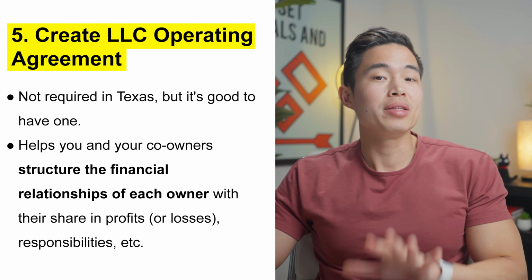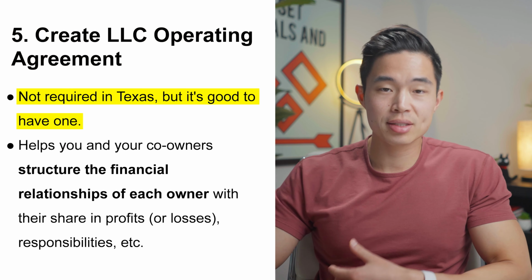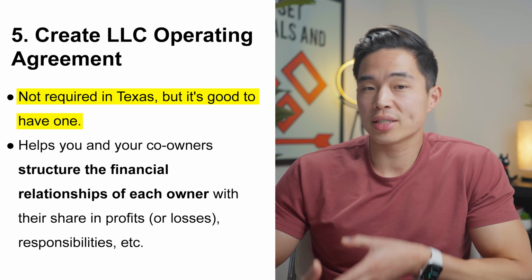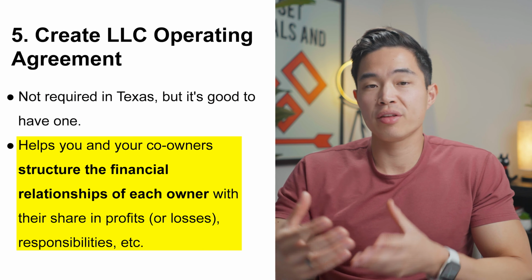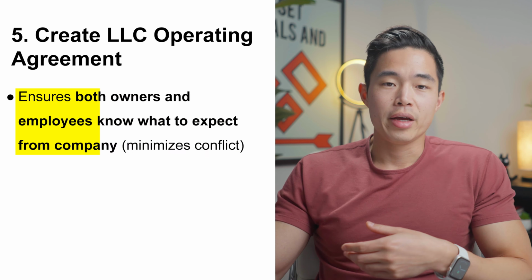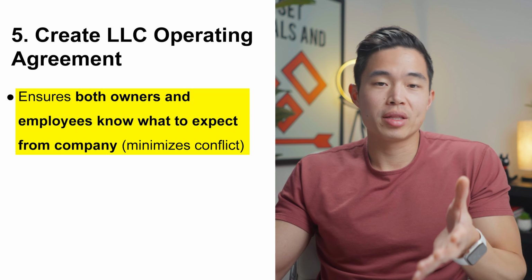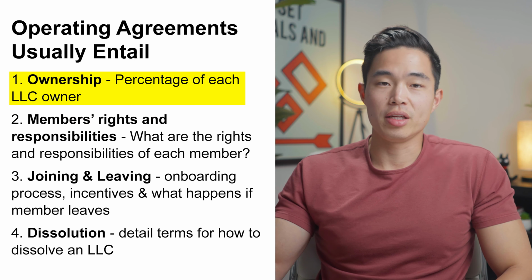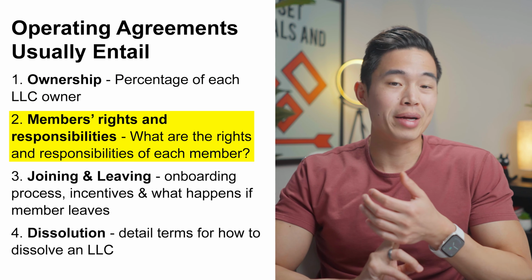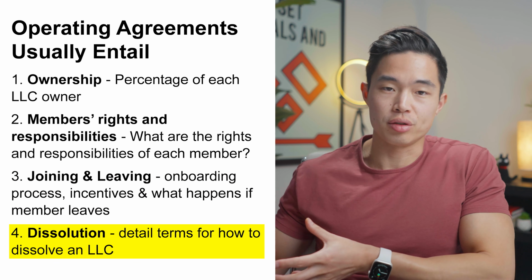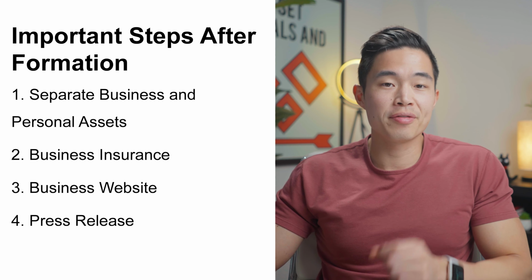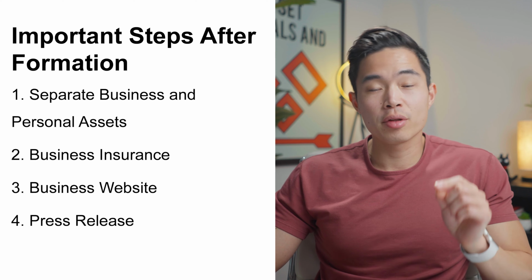Step 5 is to create an LLC operating agreement. This is not required in Texas, but it's still good to have one. If you have multiple owners for your LLC, this is going to help you structure the financial relationships of each owner, and it's really going to tell everyone what to expect from the company. It's also going to include information about ownership, members' rights and responsibilities, joining and leaving rules, as well as rules for dissolution. And then after you form your LLC, there are a few things that you guys will need to know, and we'll cover those really quickly right now.